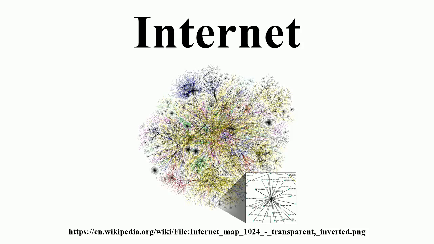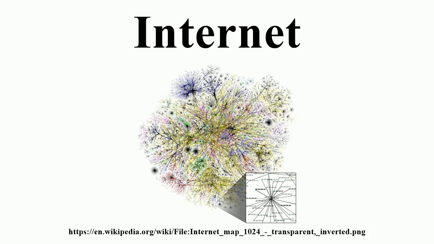Internet service providers establish the worldwide connectivity between individual networks at various levels of scope. End users who only access the Internet when needed to perform a function or obtain information represent the bottom of the routing hierarchy. At the top of the routing hierarchy are the Tier 1 networks, large telecommunication companies that exchange traffic directly with each other via peering agreements. Tier 2 and lower-level networks buy Internet transit from other providers to reach at least some parties on the global Internet, though they may also engage in peering.